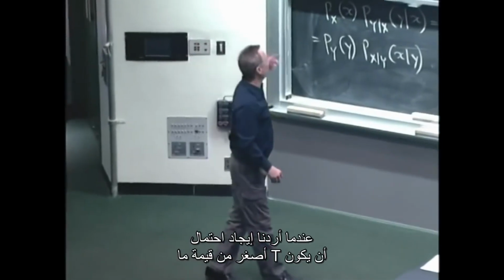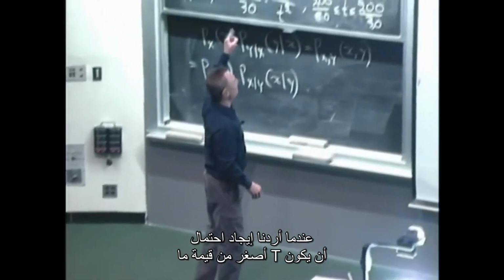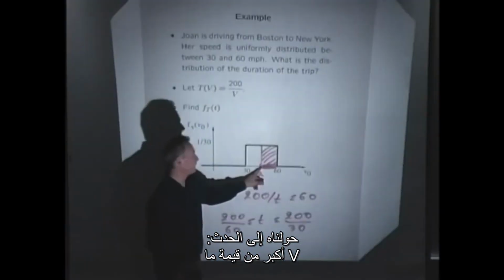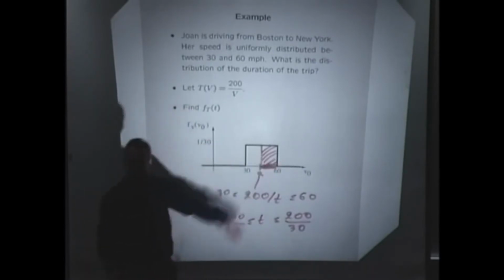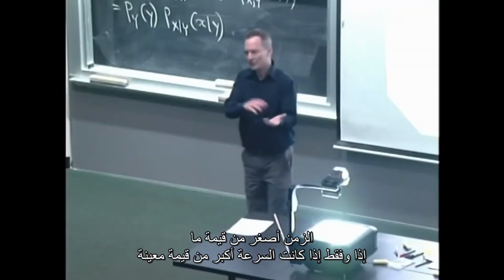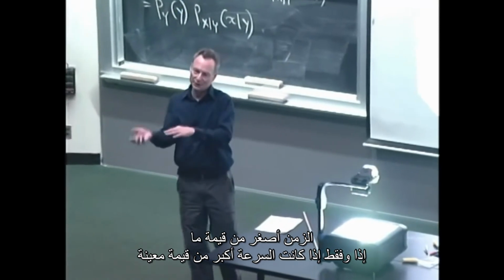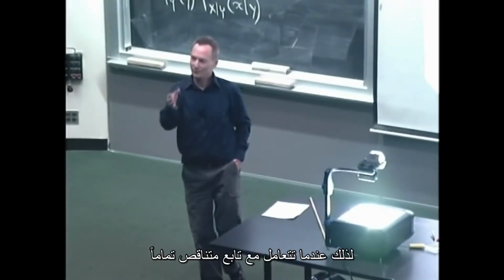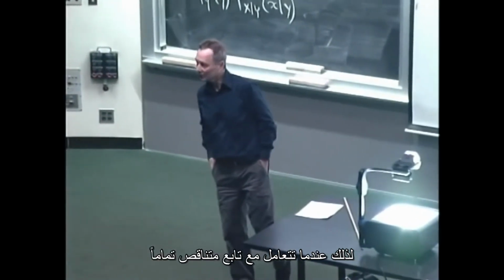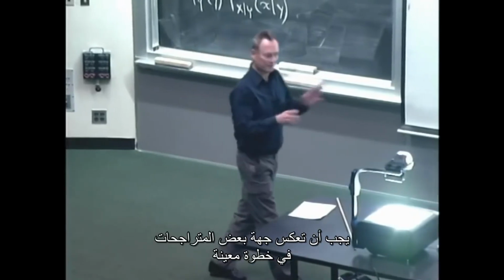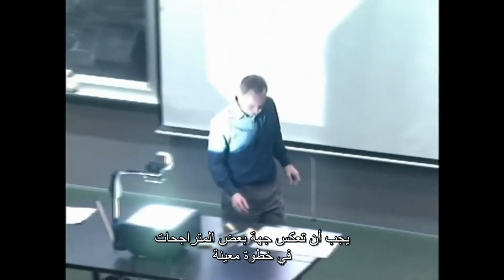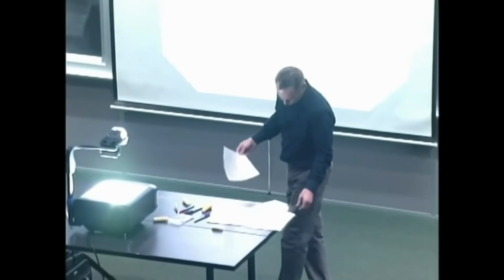So when we had to find the probability that T is less than something, that translated to an event that V was bigger than something. Your time is less than something if and only if your velocity is bigger than something. So when you're dealing with a monotonically decreasing function, at some point some inequalities will have to get reversed.